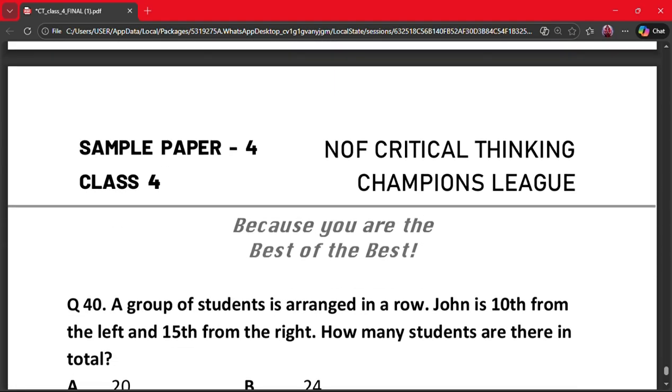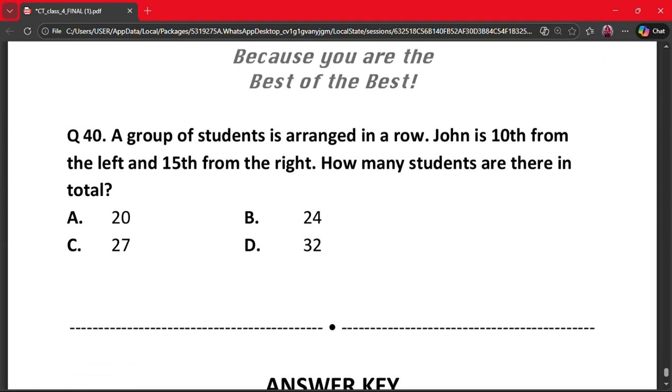Our next question and the last question of this sample paper. Question number 40. A group of students is arranged in a row. John is 10th from the left and 15th from the right. How many students are there in total? A 20, B 24, C 27 and D 32. So what we'll do is 10 plus 15 and we'll subtract 1, that is John. So after doing this, the correct answer is 24. So there are a total of 24 students.